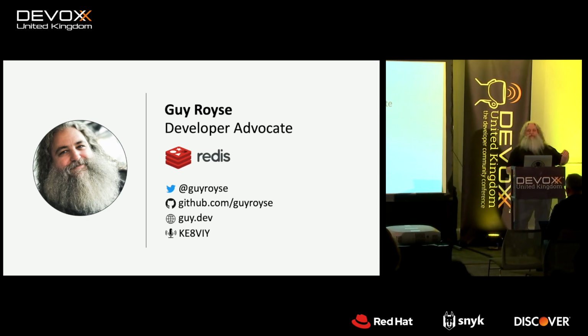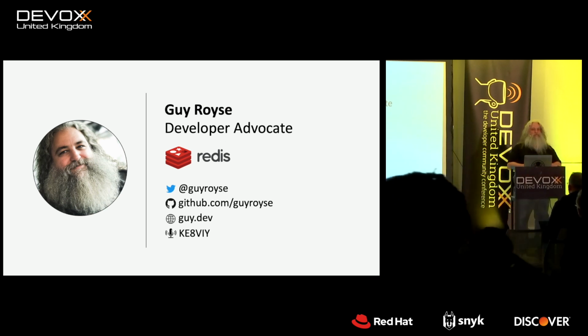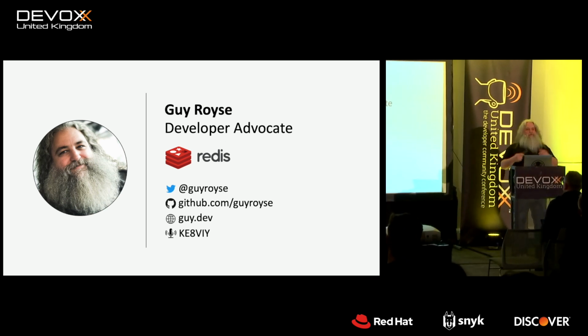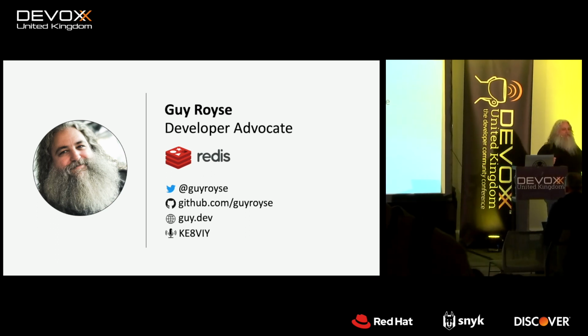Who's used it as a cache? Who's used it as anything else? What do you use it as? Kind of a queue, using PubSub as a queue, or some people will use it as a queue using linked lists and stuff like that. Okay, yeah. So that's the second most common answer I get, some sort of queuing mechanism or PubSub mechanism. I'm going to talk about Redis today.